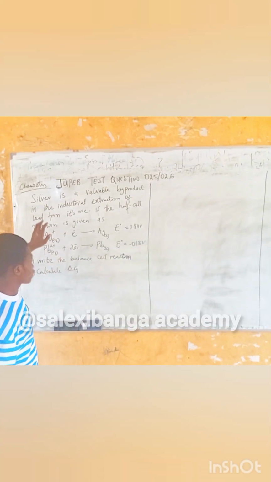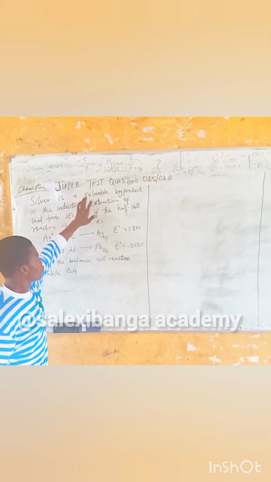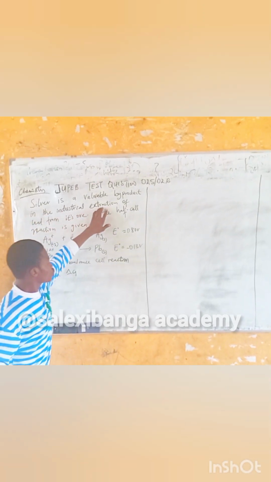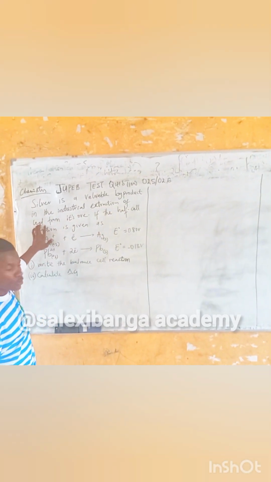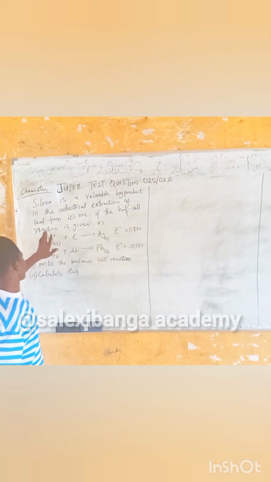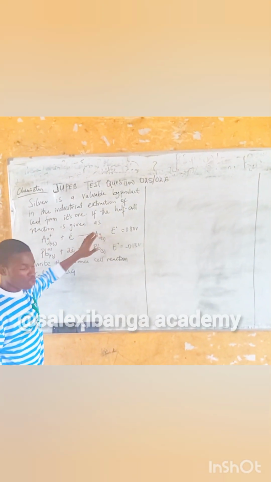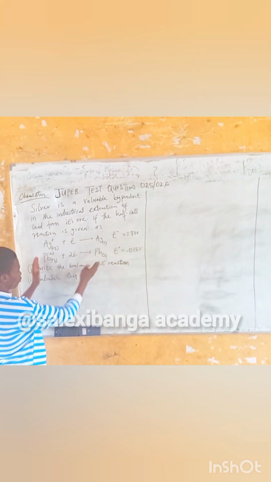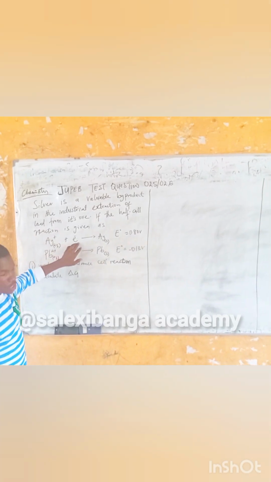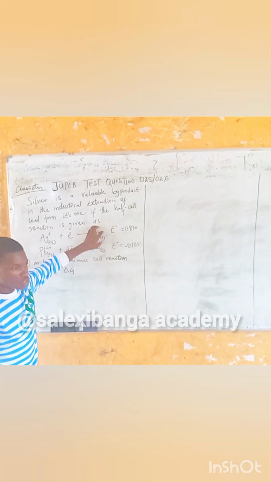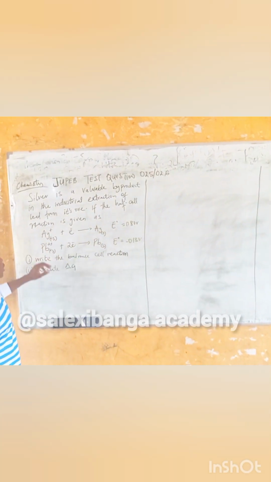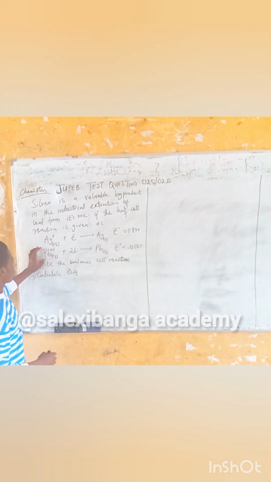Let's see the question. The question says, silver is a valuable byproduct in the industrial extraction of lead from its ore. If the half cell reaction is given as, of course, this is the half cell reaction. As you can see, this is the silver ions plus electrons to give us what? Silver solid. Of course, this one is called the potential. And this is the value for the potential with respect to the silver.